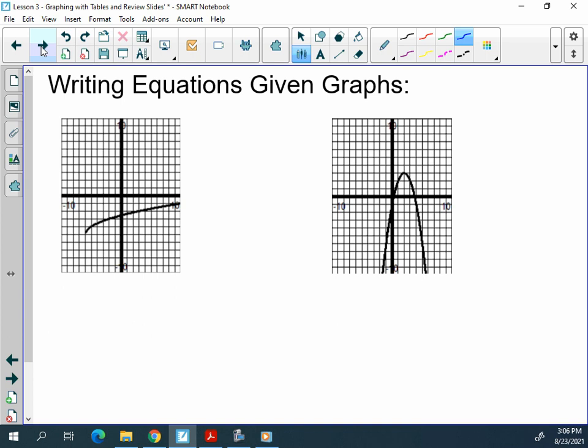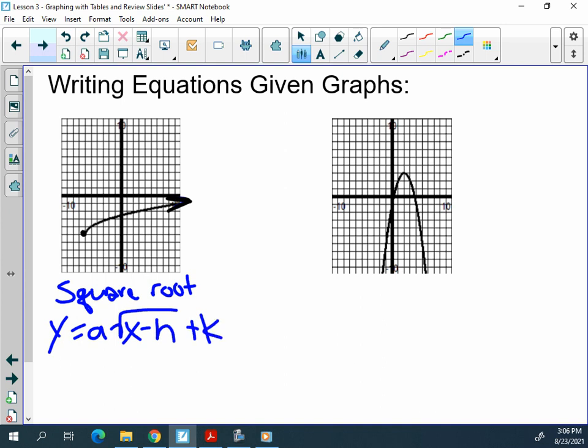Now, if I have a graph and I want to come up with an equation, I'm going to look at the graph and I'm going to see what shape it is. Now, this particular graph should technically have an arrow right here and a starting point right here. You should recognize that as your square root. So a square root equation is y equals a square root of x minus h plus k. Normally, our square root looks like this, a normal upward facing eyebrow. Notice that we have shifted to the left and we've shifted down.